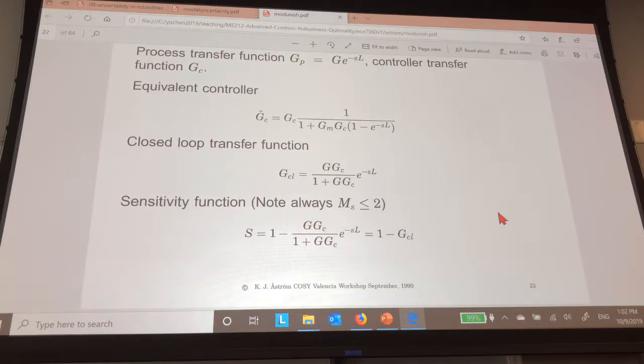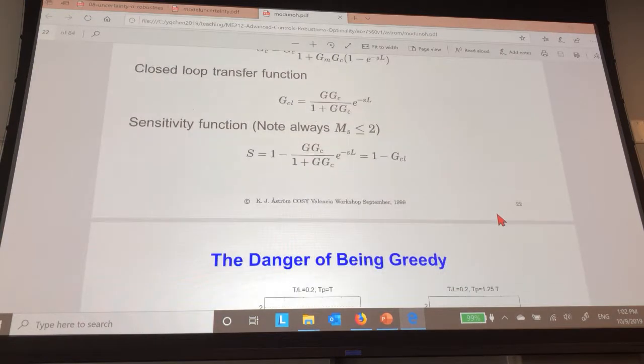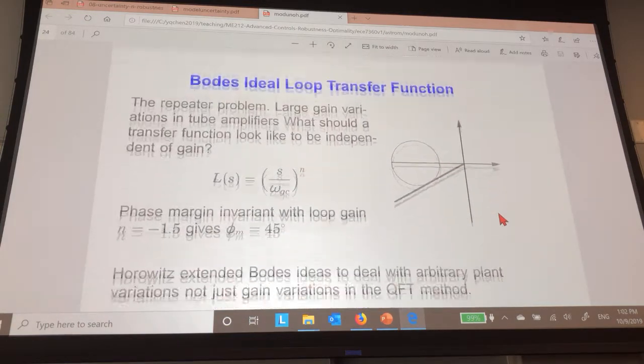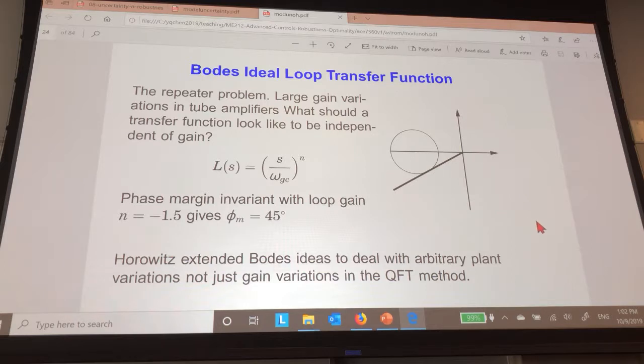Smith predictor, I don't have time to go through this guy. It's amazing, interesting. Anyway. Now, okay. Here's something you probably never have heard.